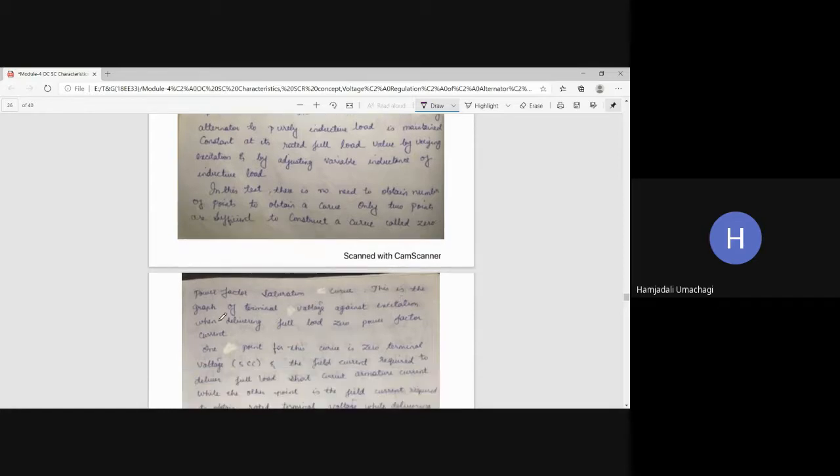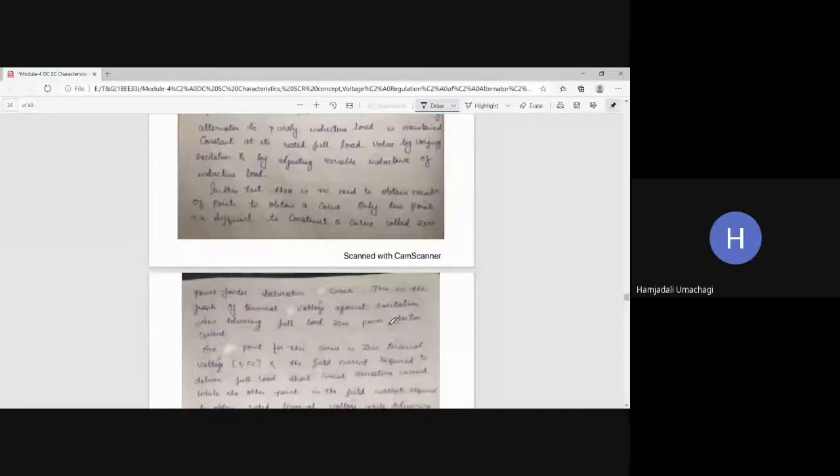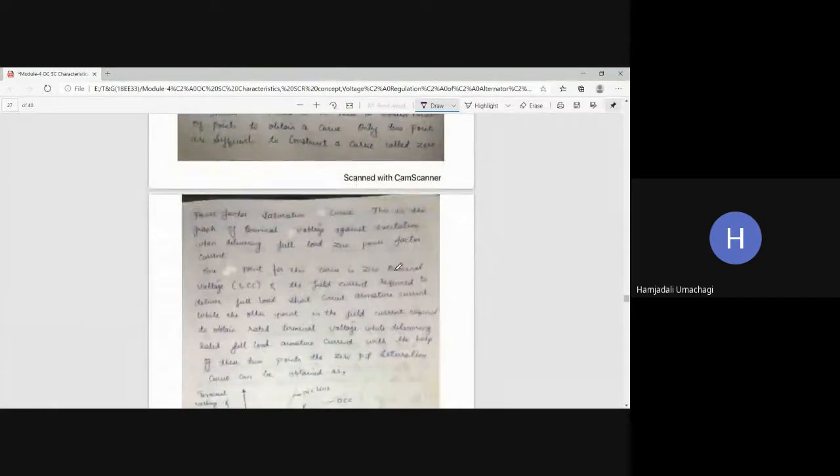Okay, this is the graph of terminal voltage against excitation, delivering full load current at zero power factor load. 1 point for this curve is zero terminal voltage. The zero terminal voltage means what? When do you get zero terminal voltage? 1 point for the curve is zero terminal voltage. When do you get voltage that is zero?